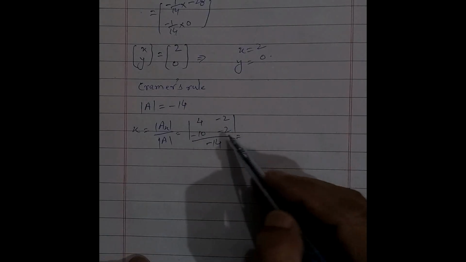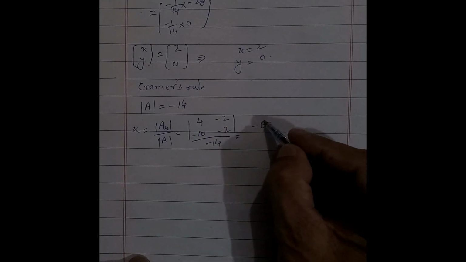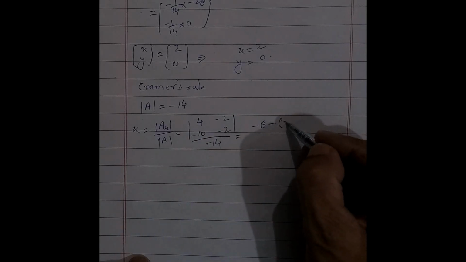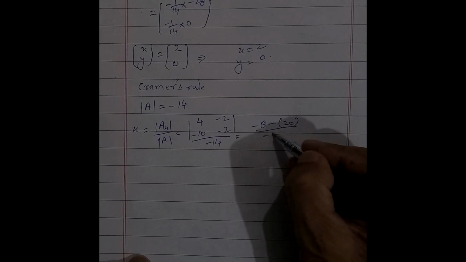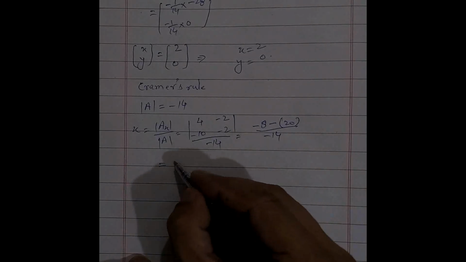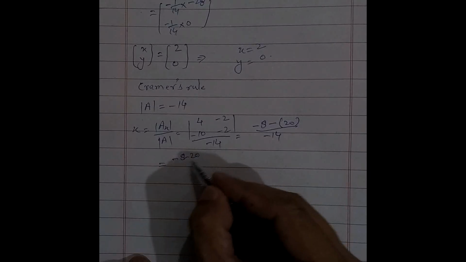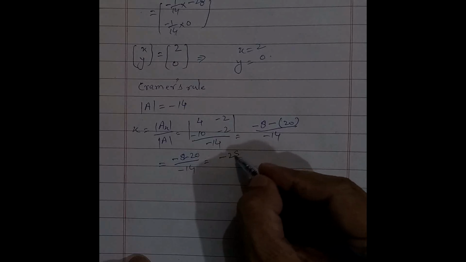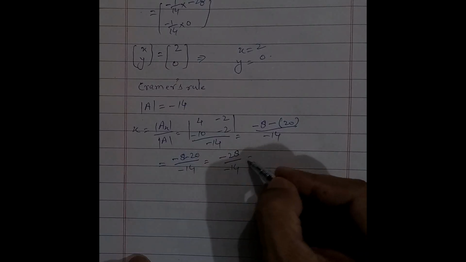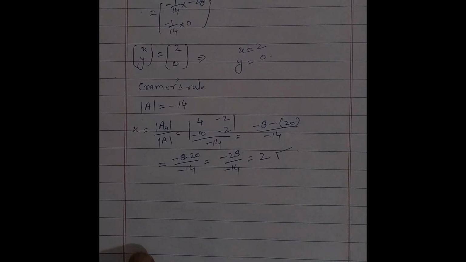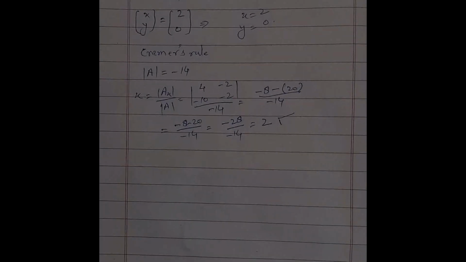First we find the determinant. 4 multiplied by 2 is equal to minus 8, minus 10 multiplied by 2 is equal to plus 20 over minus 40. Simplify these values. Minus 8 minus 20 over minus 40 is equal to minus 28 over minus 40... which is equal to 2. And it is the answer of x in this question.